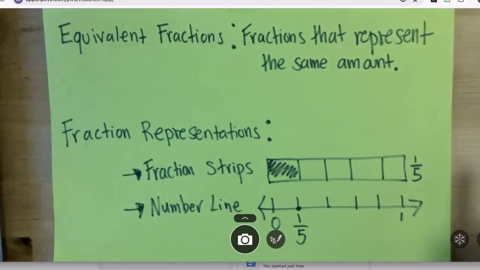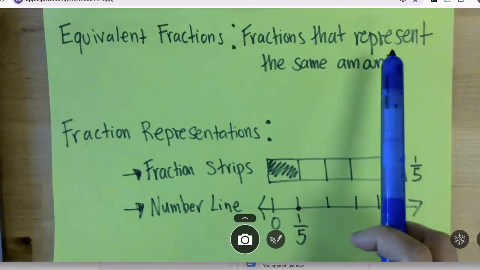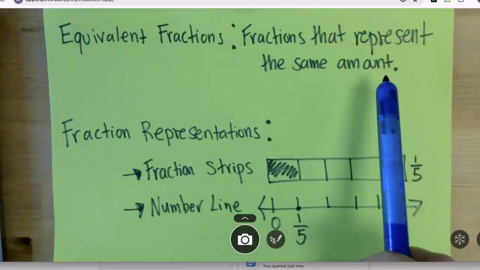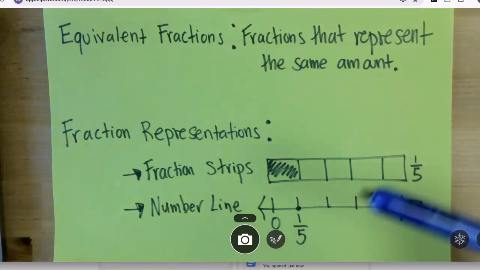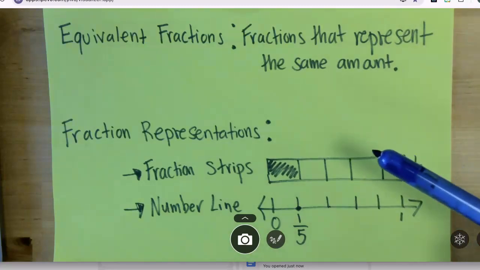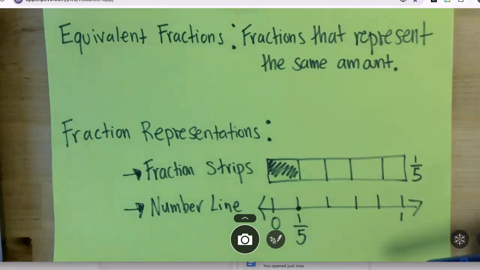We just learned about the definition of equivalent fractions and identifying and naming them. So just as a refresher, equivalent fractions are fractions that represent the same amount. Today's lesson, we are going to start to generate equivalent fractions, and we're going to do that with fraction representations and models. The two models that we're working with today are fraction strips and number lines.